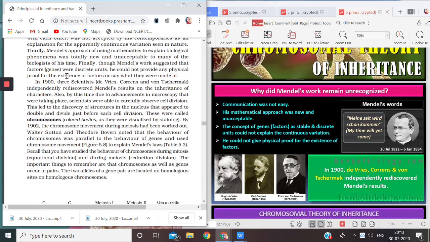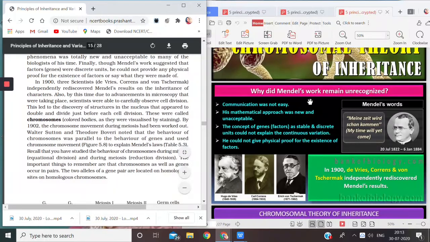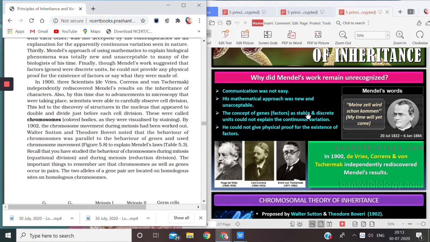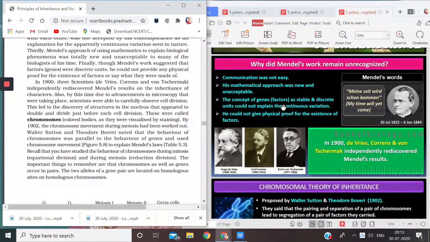He could not show any experiment, or he was not able to physically show anyone a particular portion or a particular factor or a particular gene so that he could prove the points that he was saying. So last point, he could not give physical proof for the existence of factors or genes. So these were the drawbacks for Mendel, and hence he was not recognized, or he remained unrecognized in the field of genetics.